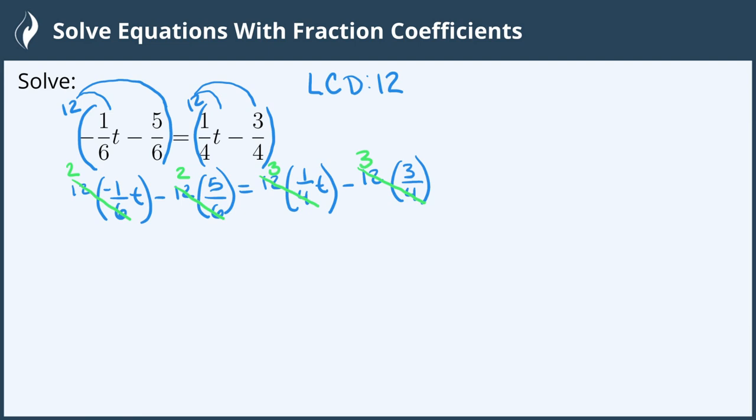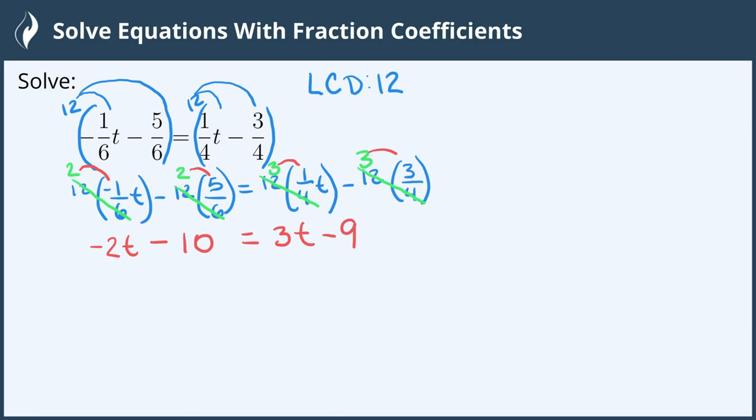Notice how all of the denominators are now gone, and so we can just multiply what's left in the numerators on each of these terms, and we're left with 2 times negative 1, which is negative 2, don't forget the t, minus 2 times 5 is 10. On the right side, 3 times 1 is 3, and don't forget the t, minus 3 times 3 is 9.